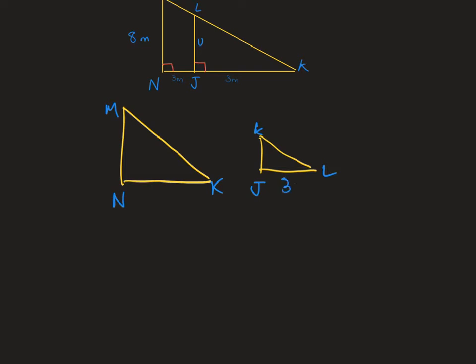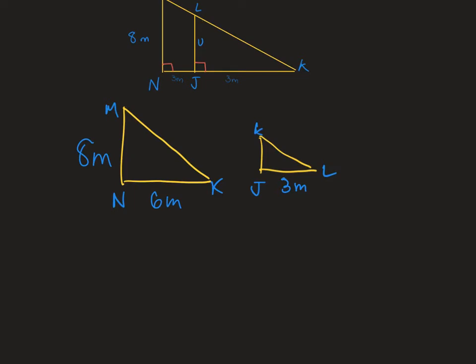3m here and 6m here, because 3 plus 3m, right? You're drawing the whole thing, so that's got to be 6m, and that's 8m.